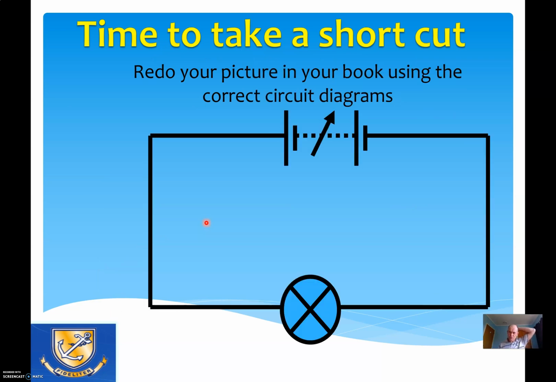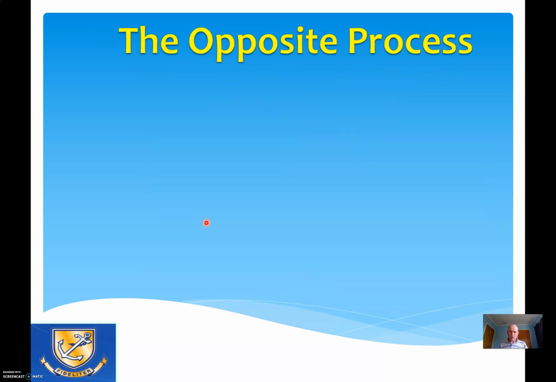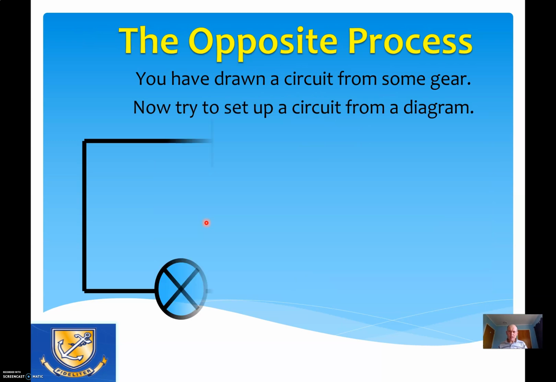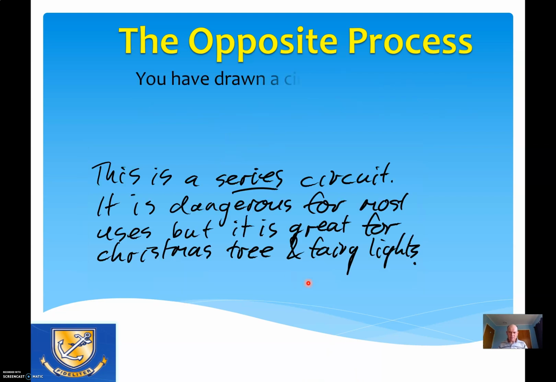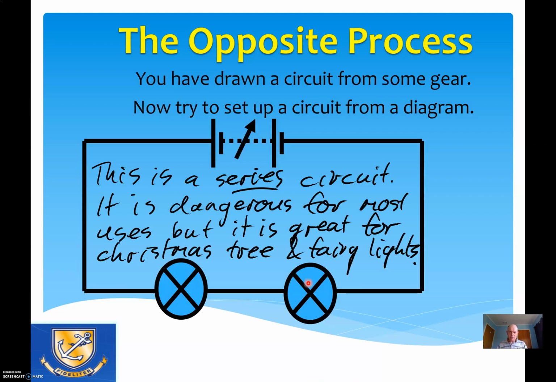I'd like you to redo the picture in your book using the circuit diagrams, and there's what they look like. Then I'm going to get you to use the simulation to make up this circuit, which is much easier than normal because you just follow the diagrams. And then to test that, if you remove one of the lamps, the other one should stop. Then this circuit here is a series circuit. It's dangerous for most things because if a light goes out, the other one stops.